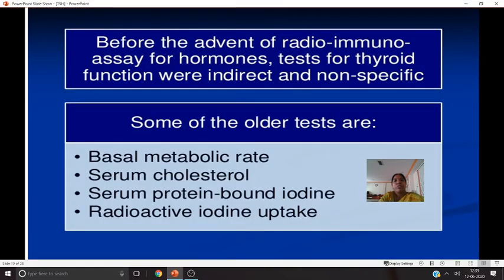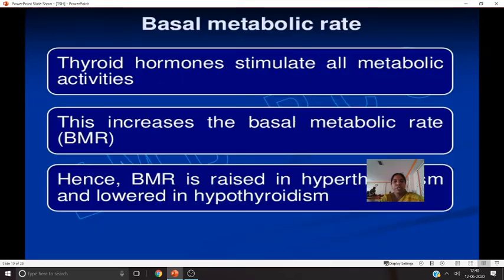Before the advent of radioimmunoassay for the hormones, tests for thyroid function were direct and non-specific. The older tests were basal metabolic rate, serum cholesterol, serum protein bound iodine, and radioactive iodine uptake. These are the old tests for thyroid function.